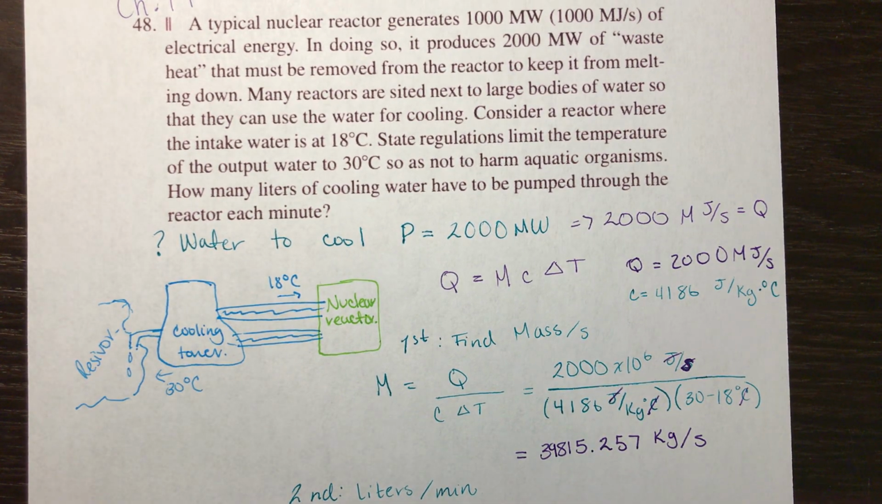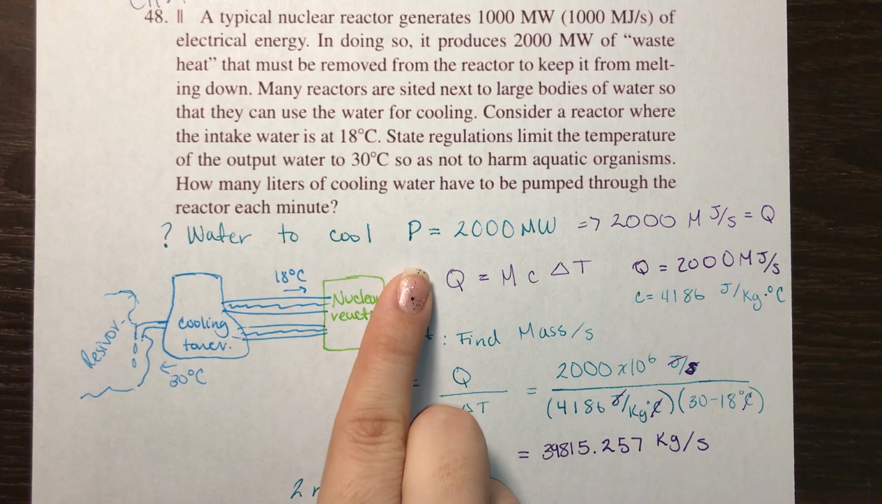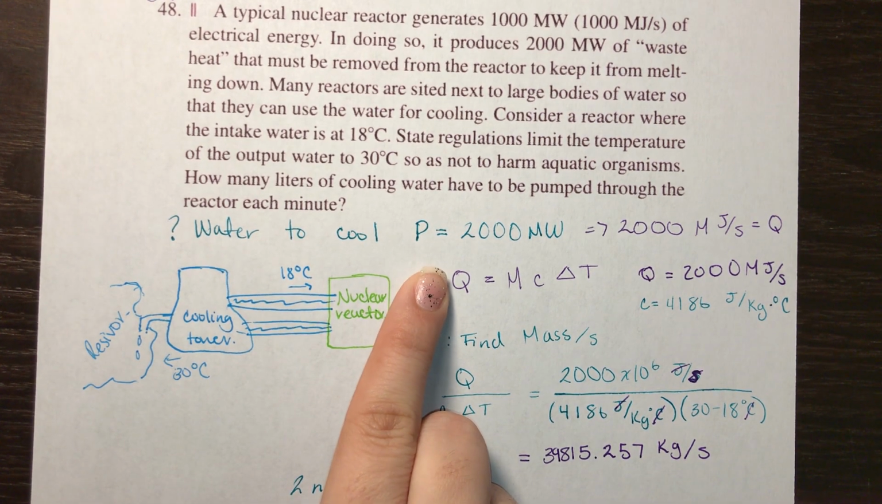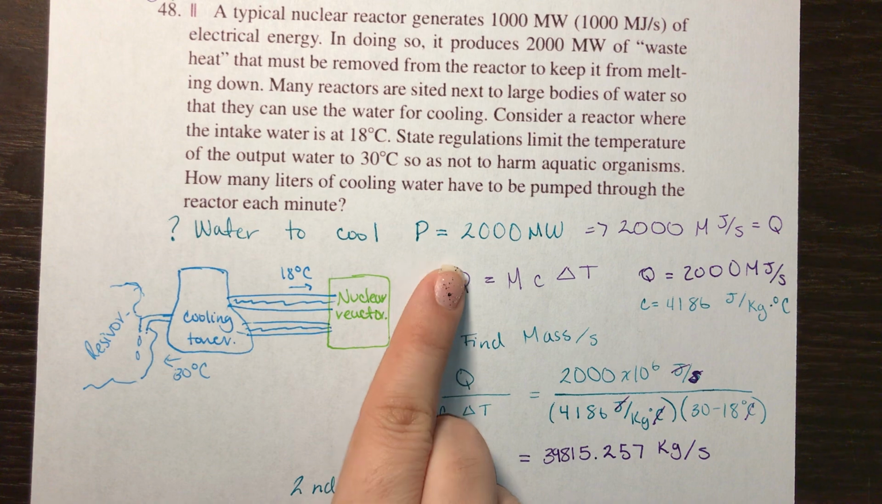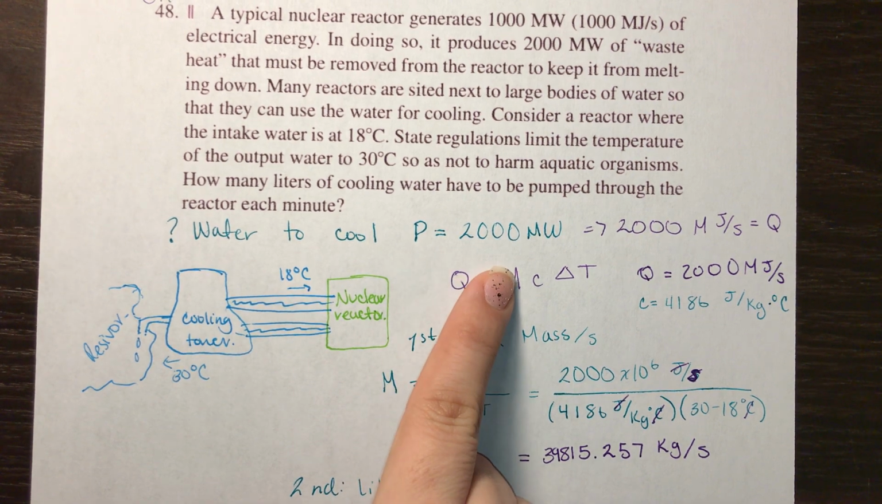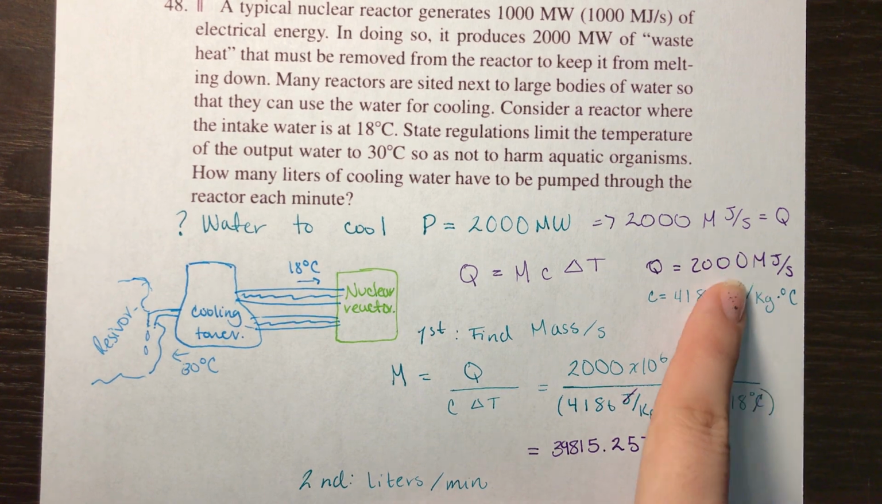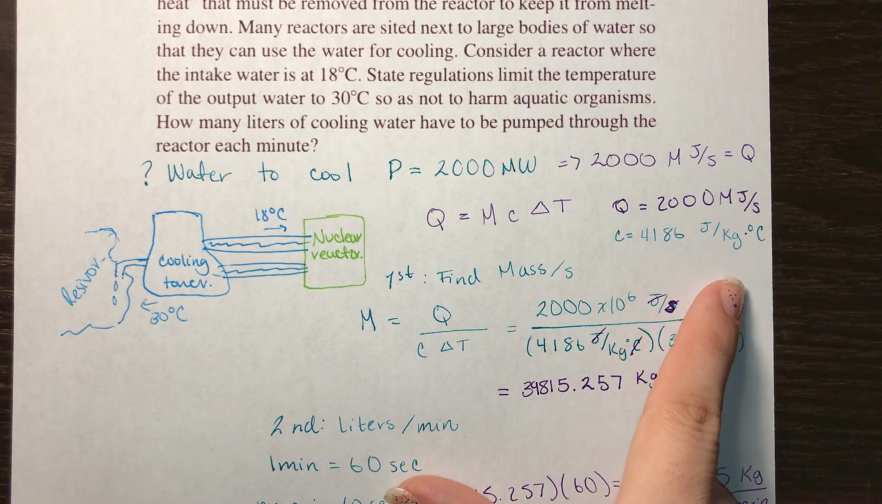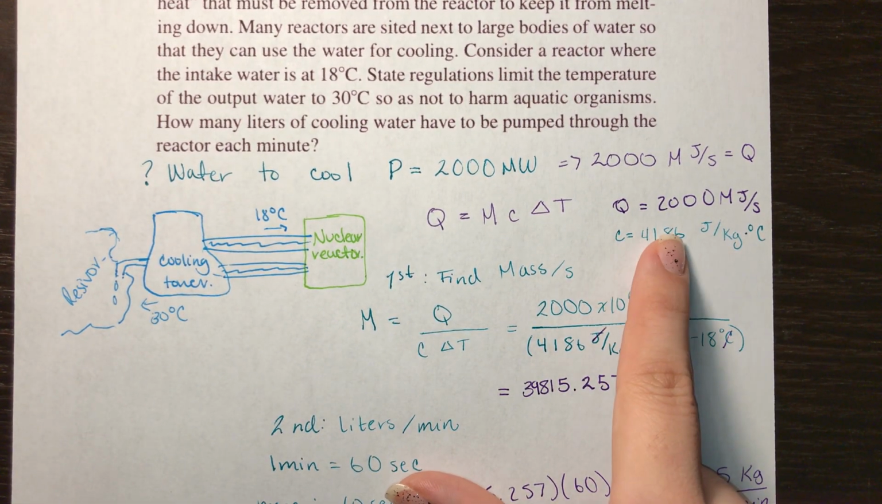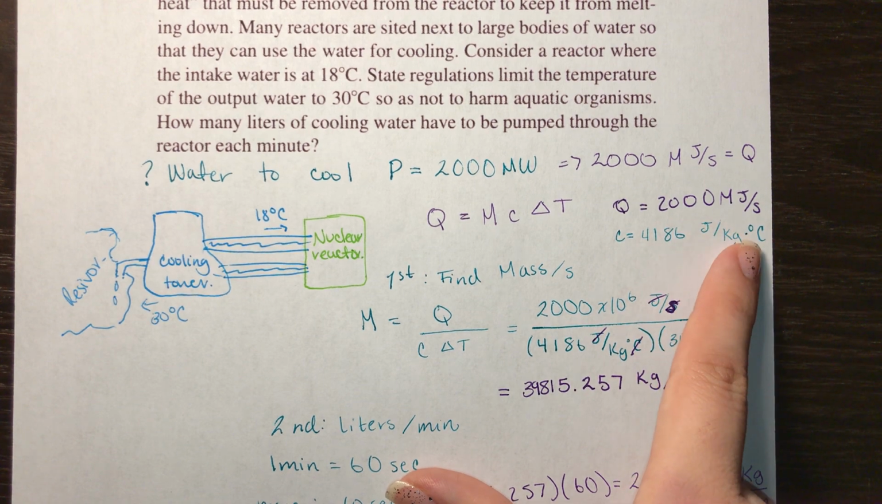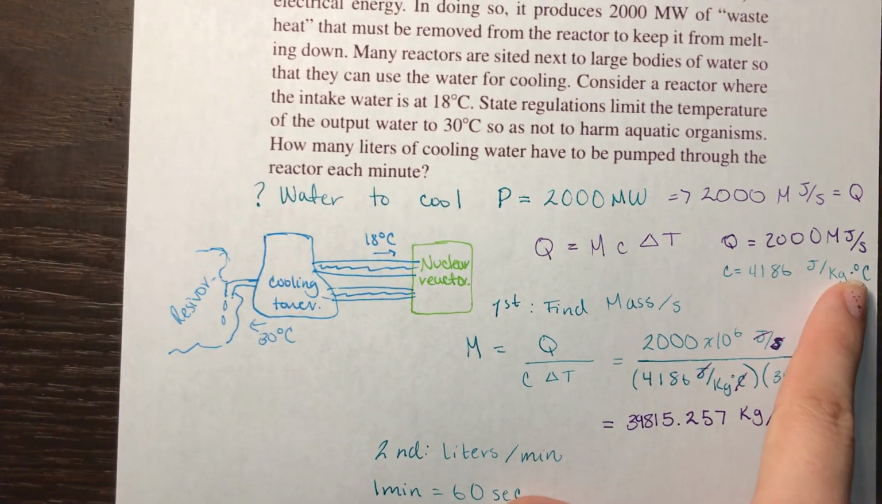So to solve this problem, the question is how much water is needed to cool down the power that is wasted, which is 2,000 megawatts. This value is basically our Q given per second. So Q is 2,000 megajoules per second.